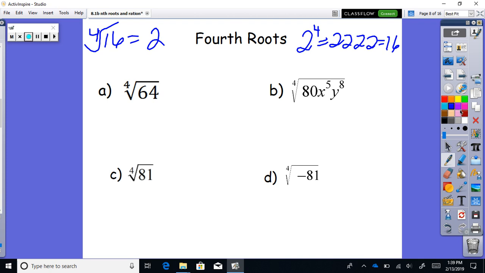Now, if you thought about these as all being negative 2 to the fourth, negative times a negative would be positive 4, times a negative would be negative 8, times another negative, you'd still get positive 16. So no matter what number you have to the fourth power, it'll always be a positive answer. So if you simplify, like the fourth root of 81, you need a group of 4.